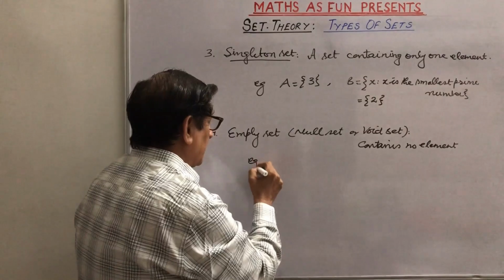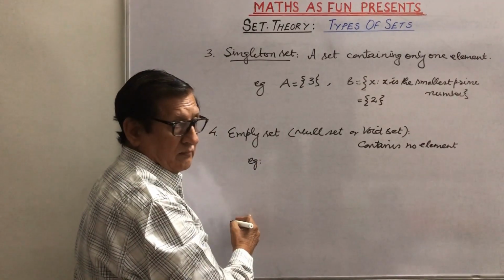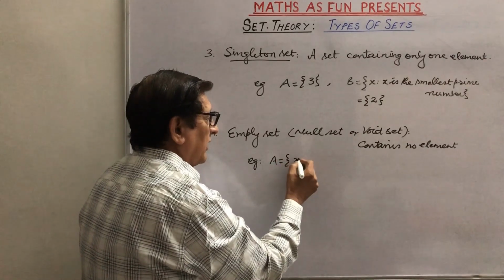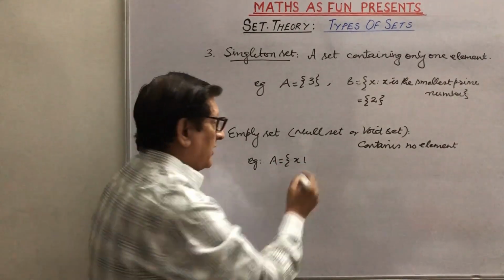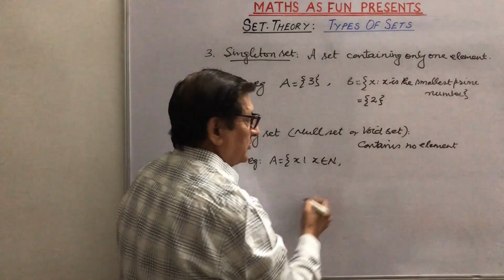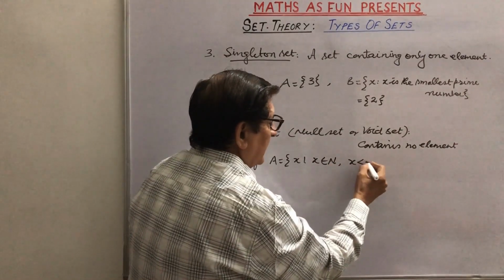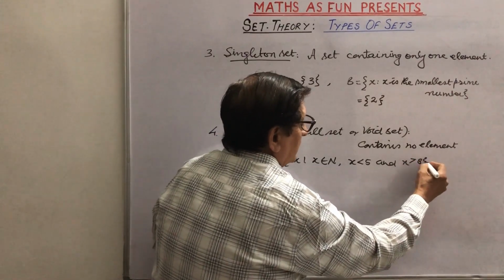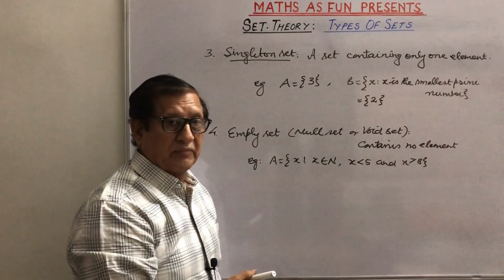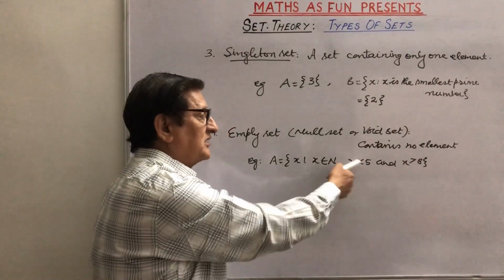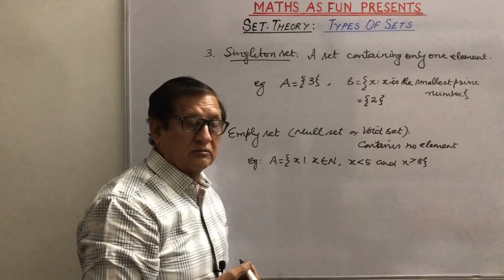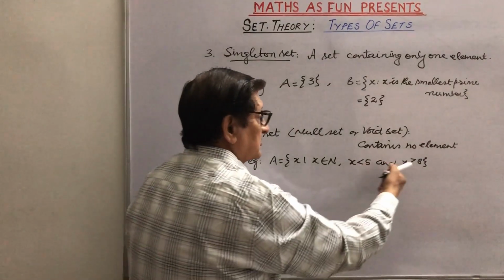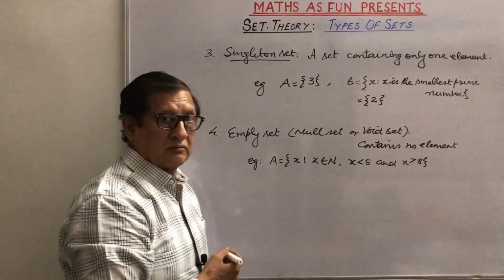For example, suppose a set A, x such that x is a natural number and x is less than 5 and x is greater than 8. Do we have any natural number which is less than 5 and also greater than 8? There is no natural number. It means this is an empty set.